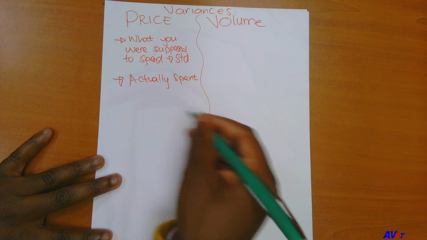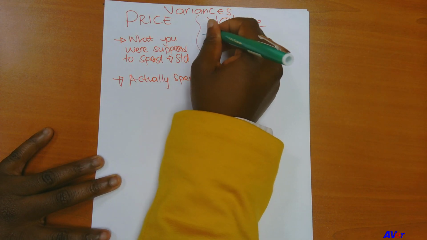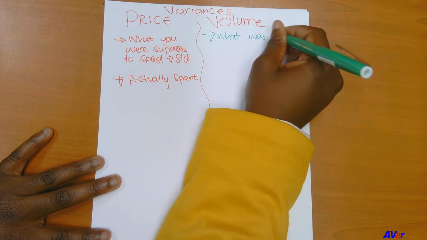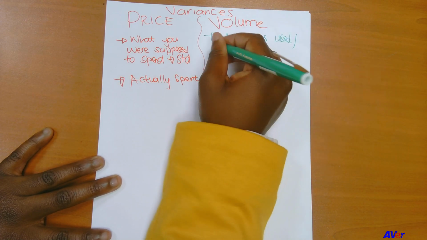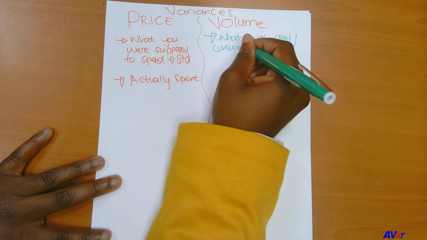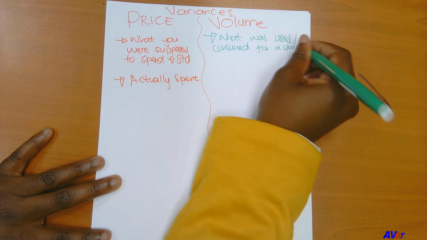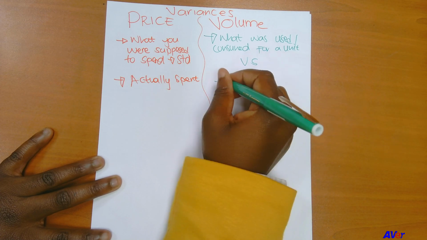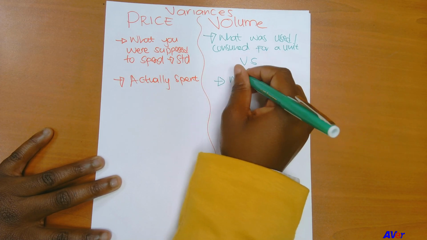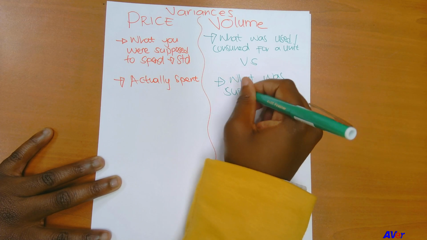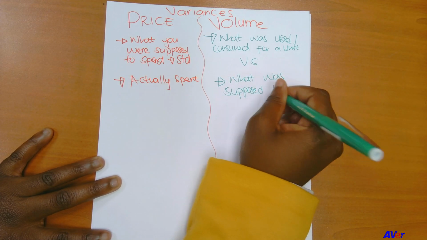If you look on the volume side, I'll use a different color pen. On the volume side, we are looking at what was used or consumed for a unit, versus what was supposed to be used.